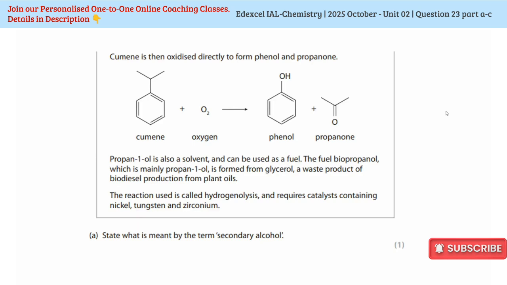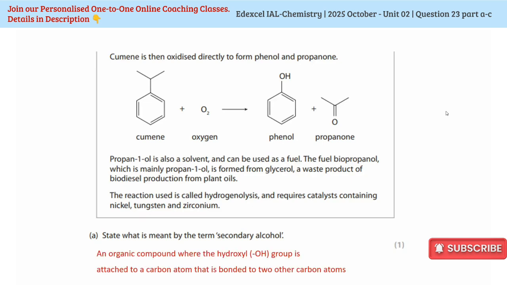Part A, state what is meant by the term secondary alcohol. A secondary alcohol is an organic compound where a hydroxyl group is attached to a carbon atom that is bonded to two other carbon atoms, or you can say alkyl groups.